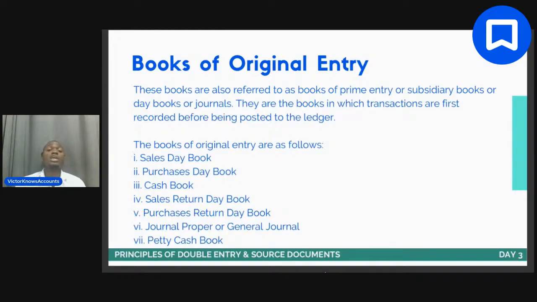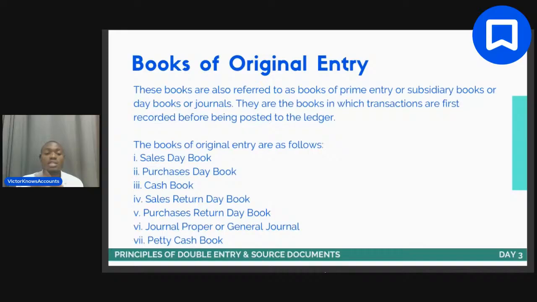Now, the books of original entry are as follows. We have the sales day book, the purchases day book, the cash book, the sales return day book. Another name for the sales return day book is what? Return inwards day book. Another name for the purchases return is what? Returns outwards day book. Then we also have the journal proper or general journal. Then we have the petty cash book.